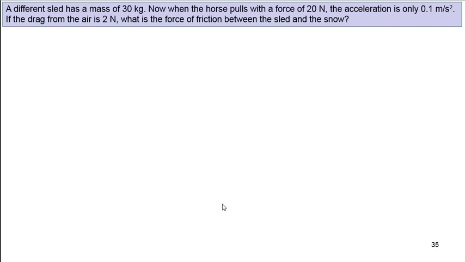Here's another example. Why don't you try working through this one on your own as well, and then when you're ready to do it with me, press play. So my free body diagram is the same.